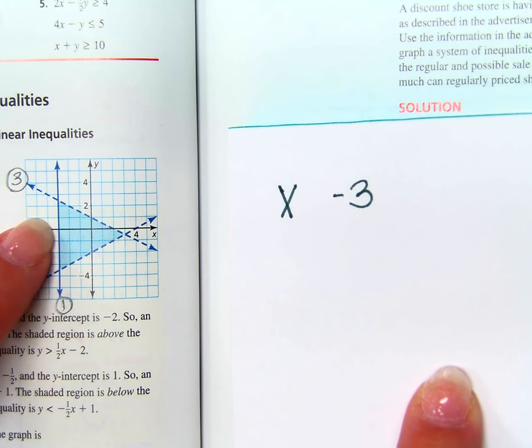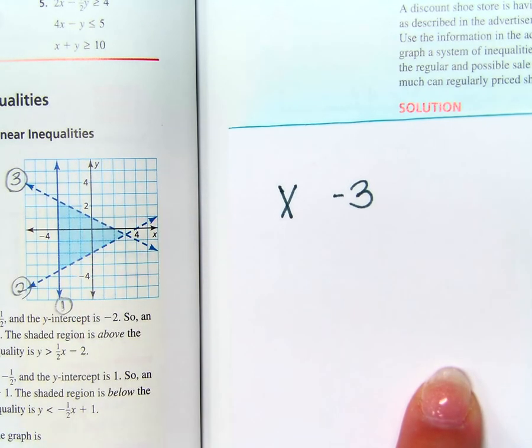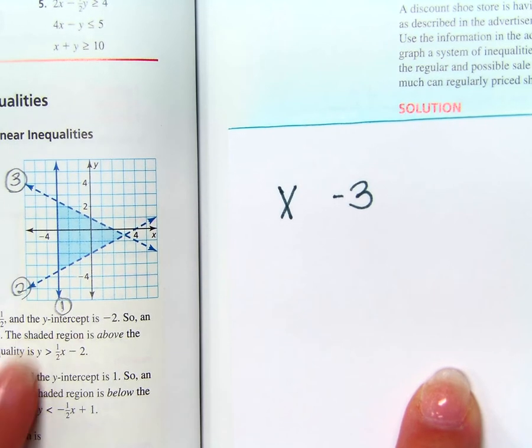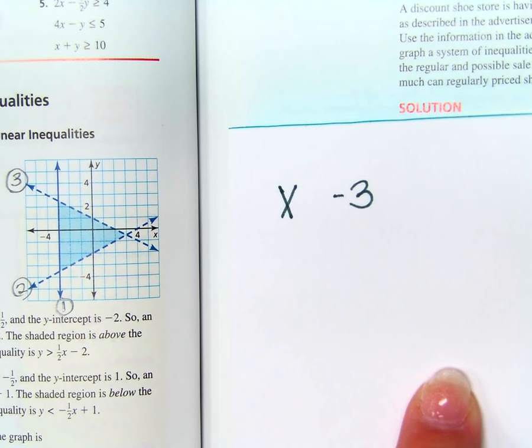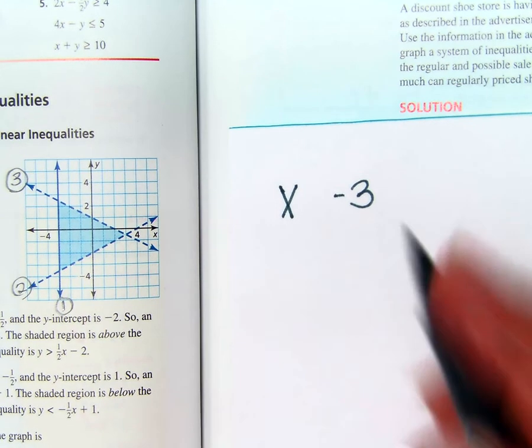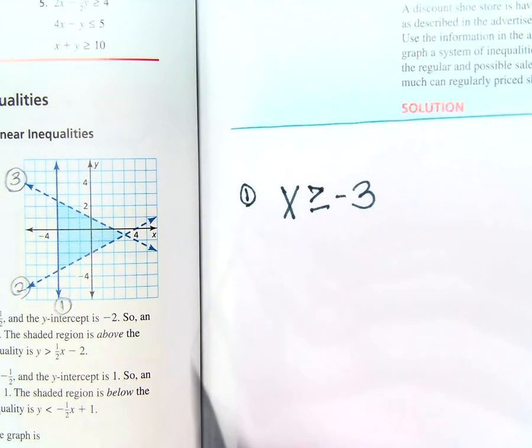Okay? So I know that it's shaded to the right hand side of that line, and I also know that that's a solid line. Since it's a solid line, it's either going to be greater than or equal or less than or equal. Since it's to the right hand side of the solid line, it's going to be greater than or equal. So that's line number 1.